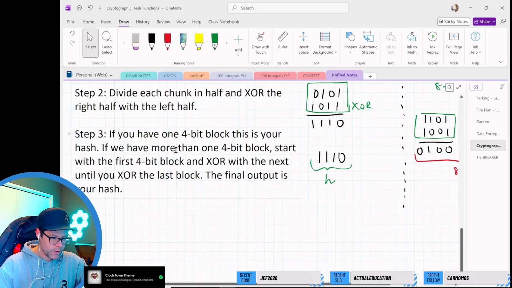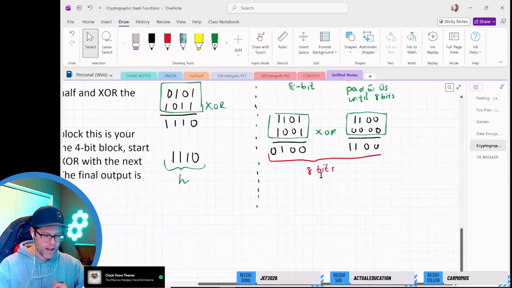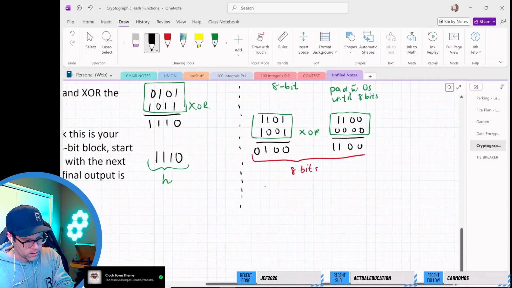So step 3 says if we have more than one 4-bit block, start with the first one and XOR with the next until we XOR with the last one. And the final output is going to be the hash that we're looking for. So we're going to start with 0, 1, 0, 0. We're going to XOR it with 1, 1, 0, 0.